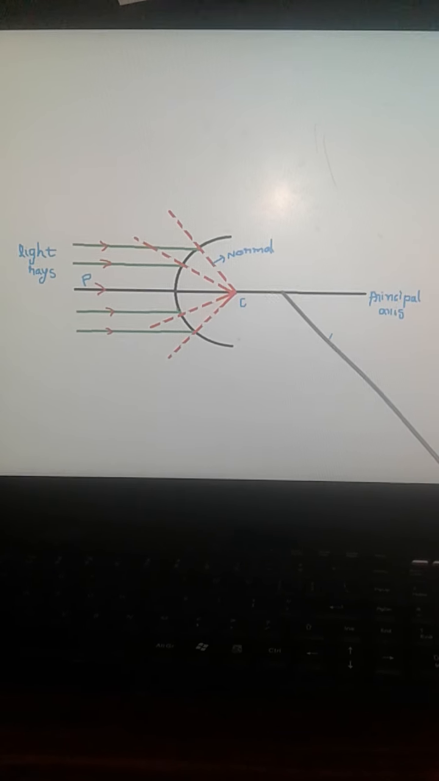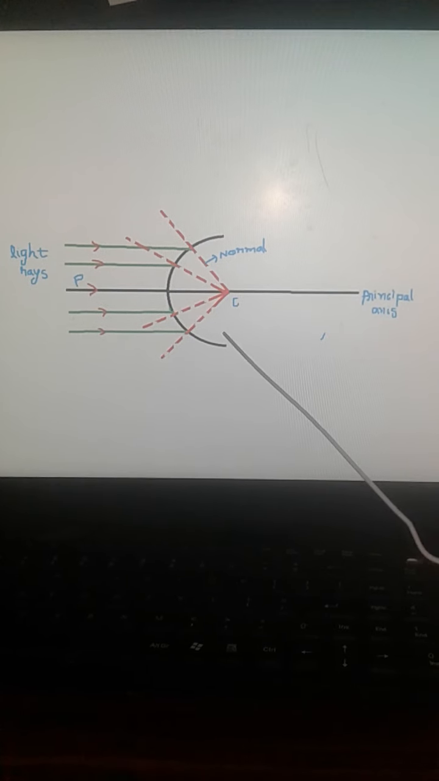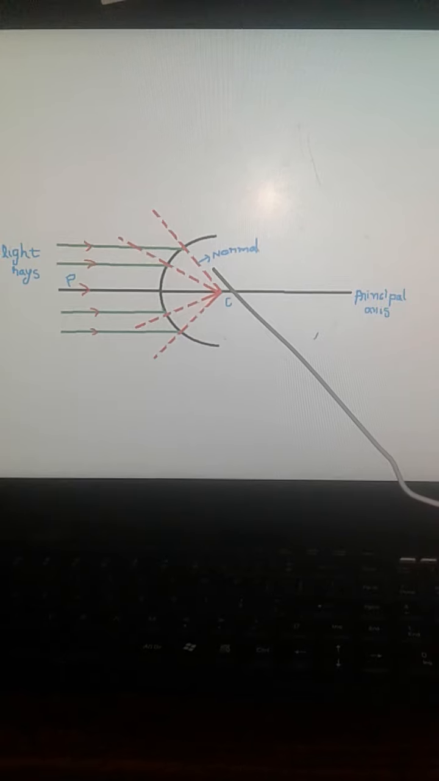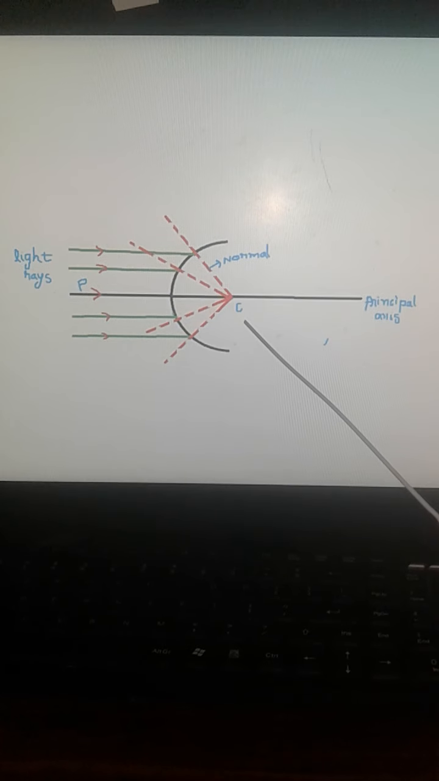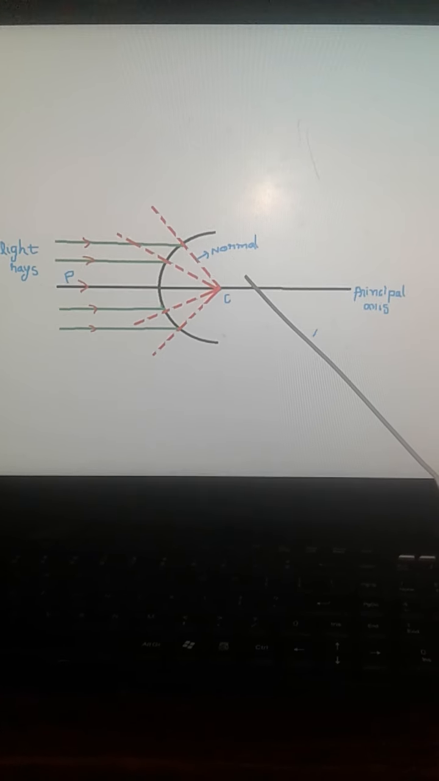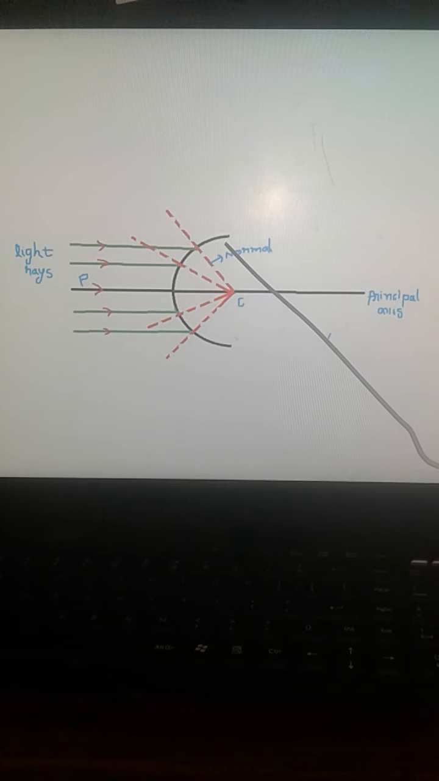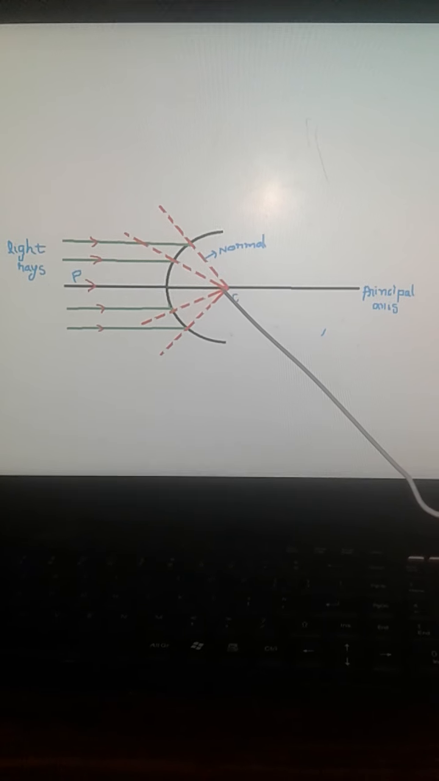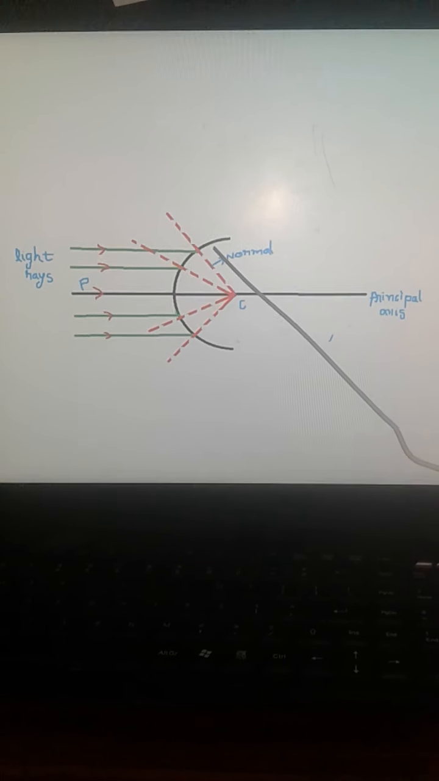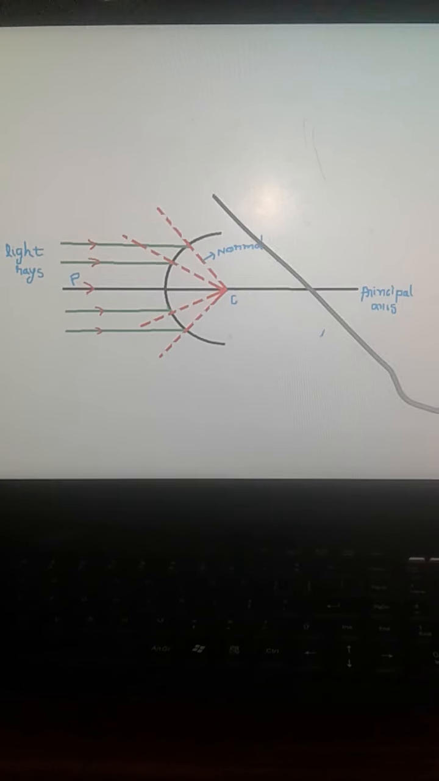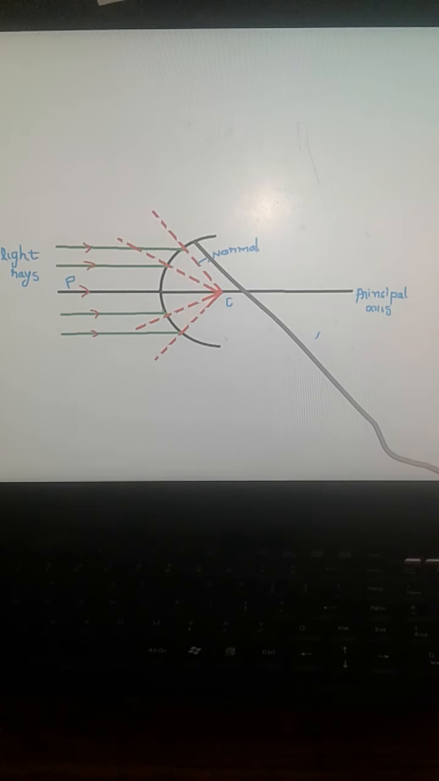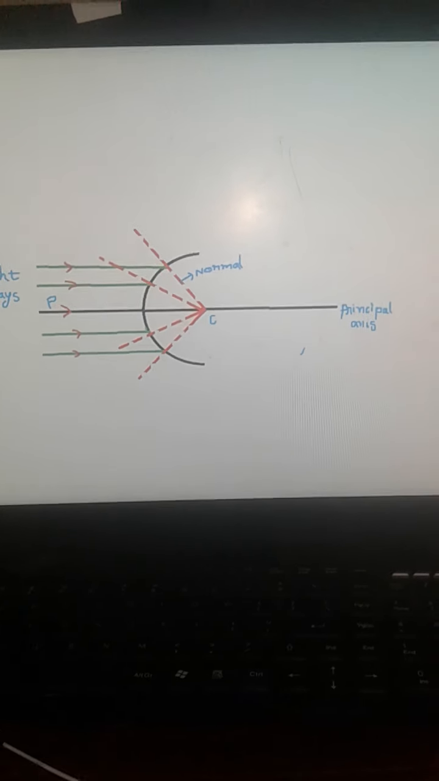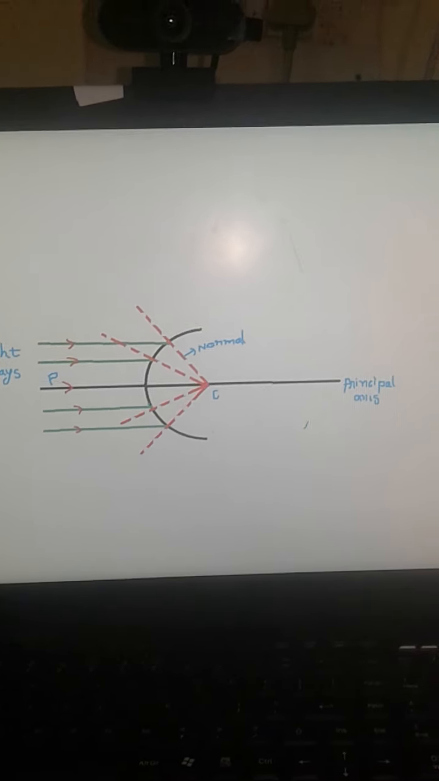So these are the basic definitions which we can understand from this figure. An important point in this figure to discuss is that any line drawn from the center of curvature to a point on the curved surface becomes normal to the curved surface at that point. Normal means a perpendicular line, meaning 90 degrees. Why is it called a normal? Because there is a reason behind that.